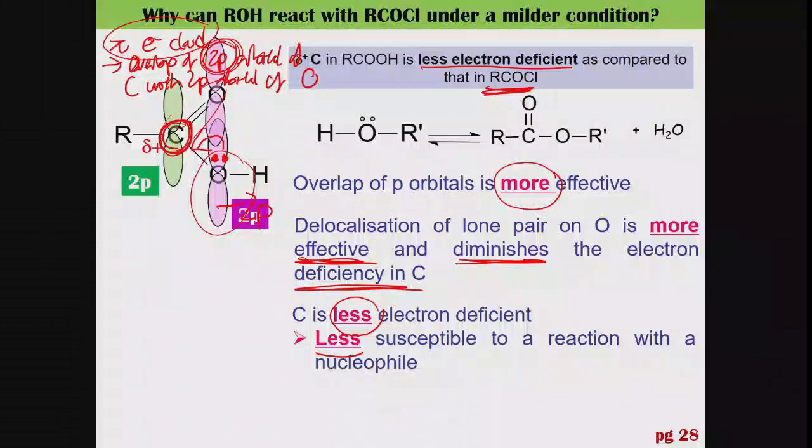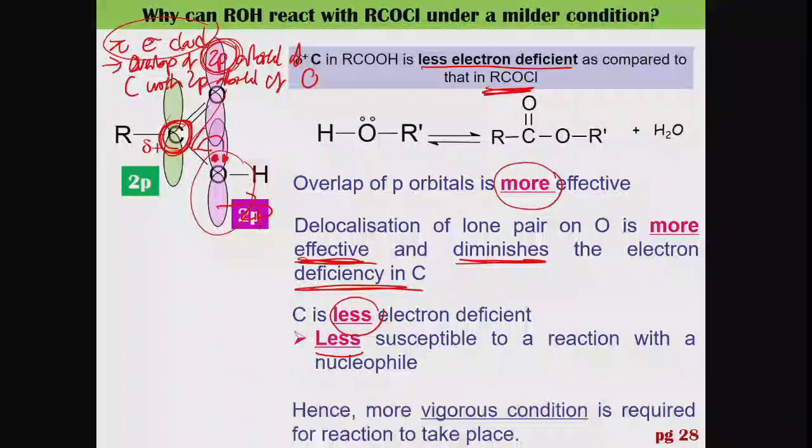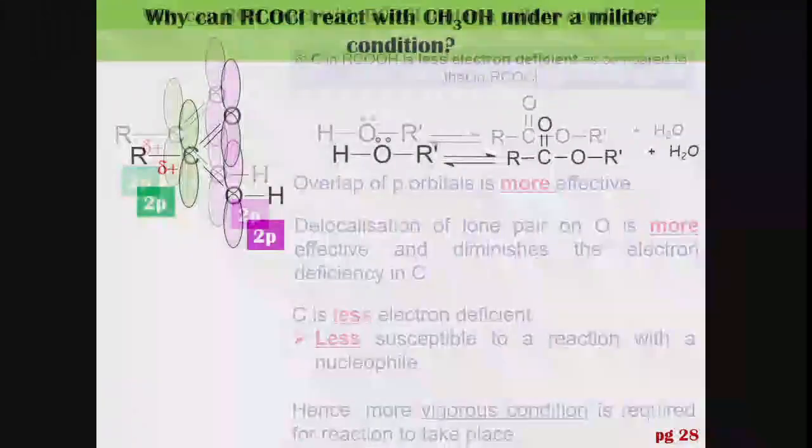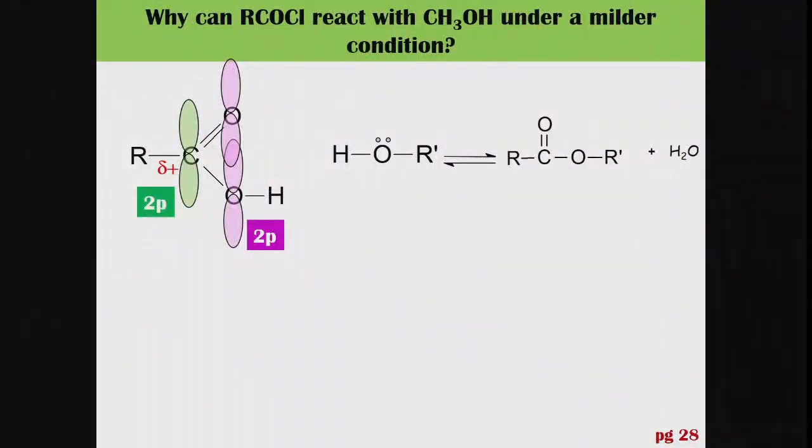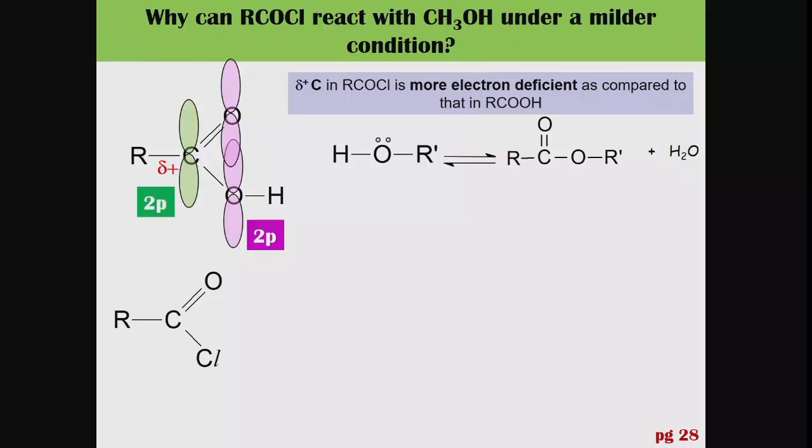Okay, so that partial positive carbon is less electron deficient. How about that acid chloride? Now, when you compare to acid chloride, for carboxylic acid, because it's less susceptible, we need a more vigorous condition for the reaction to take place. When you compare to acid chloride, the partial positive carbon in your acid chloride is actually more electron deficient.